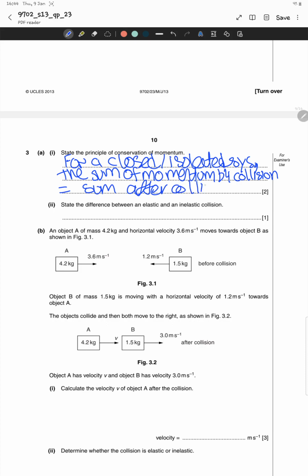The difference between an elastic and inelastic collision: in an inelastic collision, kinetic energy is not conserved; in an elastic collision, it is. So kinetic energy is conserved in elastic collision.